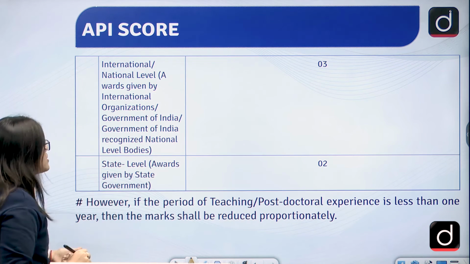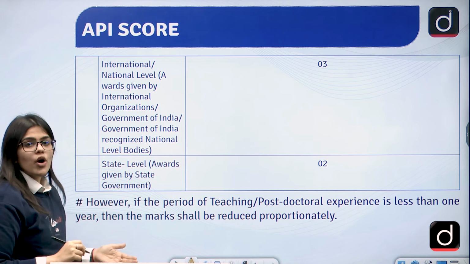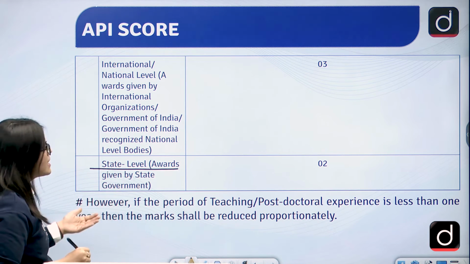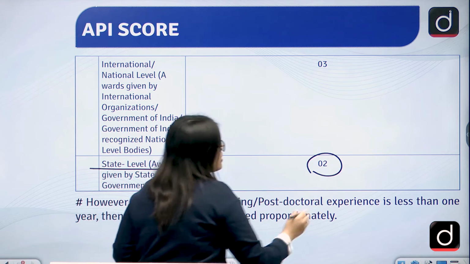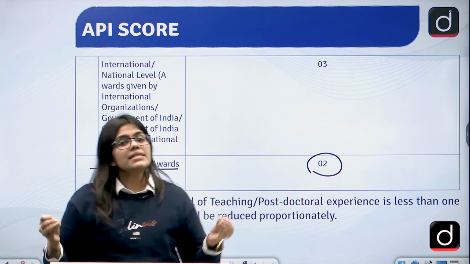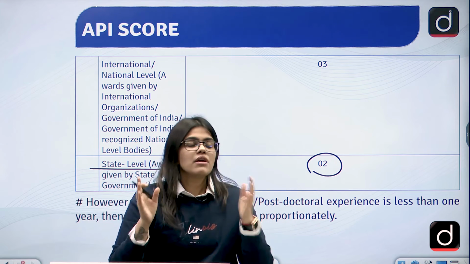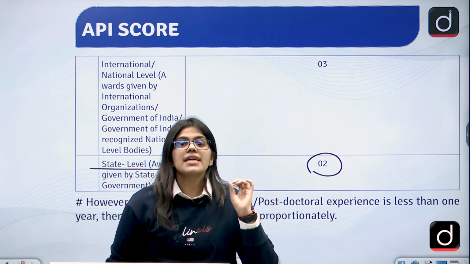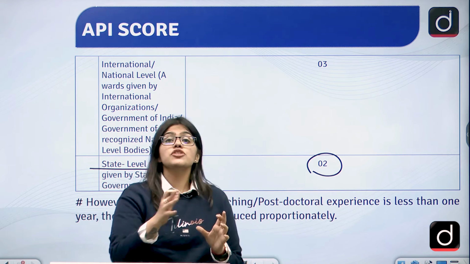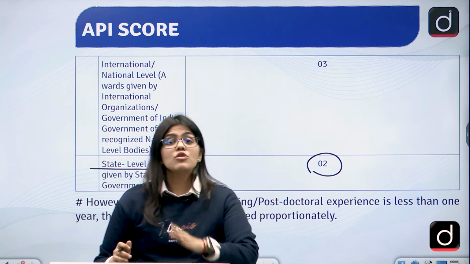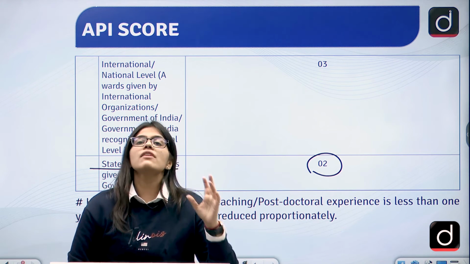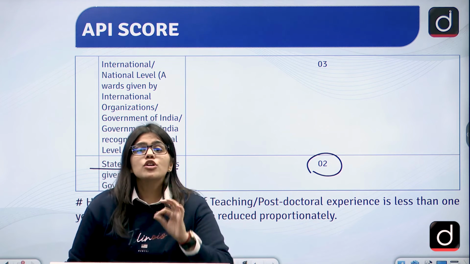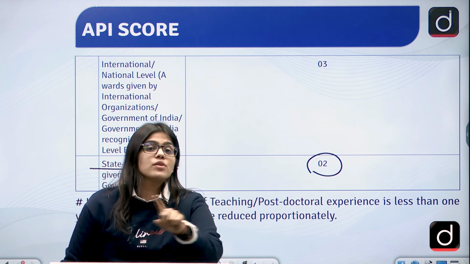Then comes awards. If you have a national level award, then 3 points. If you have a state level award given by any state, then 2 marks can be awarded, right? So what is the basic difference that we discussed in this video? First of all, API, that is Academic Performance Index, is an index that will differentiate each person from another, who is the most eligible to have that job of assistant professor, right? So you have to have a good API score as compared to the other candidates.